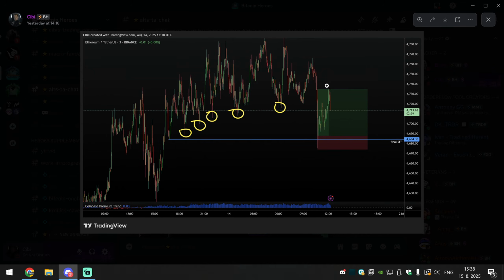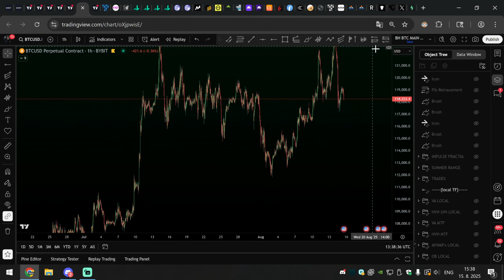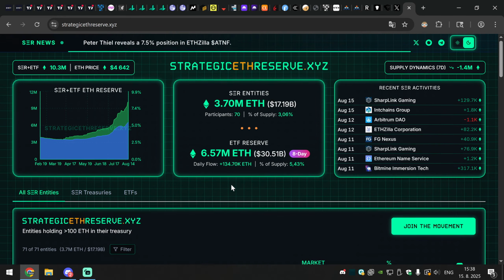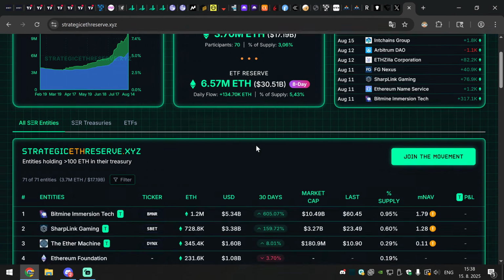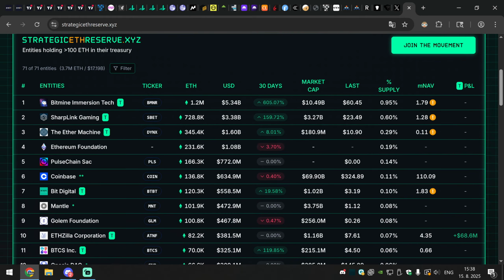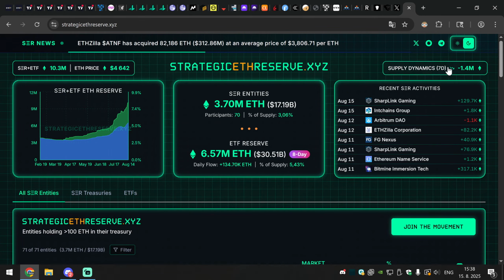So yes, on Ethereum we have institutional demand. I can show you a very good website here. You can watch the strategic Ethereum reserve. This is the website, and you watch which companies are the biggest now and how much they own. Actually, you can see how much Ethereum they bought. They are buying like crazy the past few days. Okay, so you've got that institutional demand.